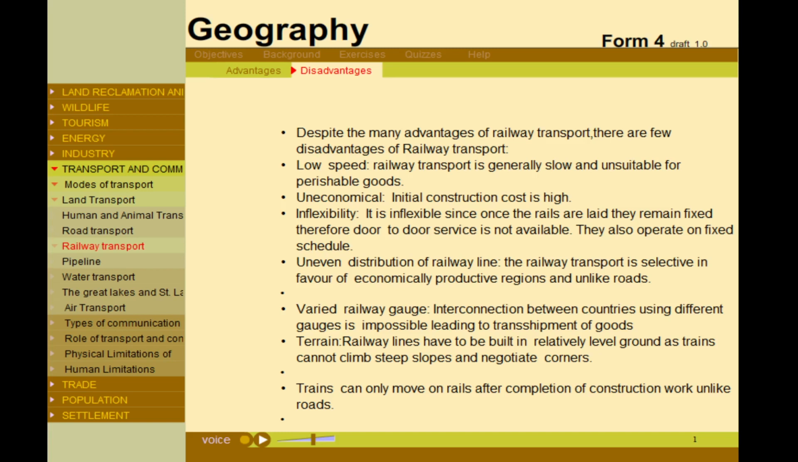Terrain. Railway lines have to be built in relatively level ground as trains cannot climb steep slopes and negotiate corners. Trains can only move on rails after completion of construction work, unlike roads. Dependent on other means of transport, since door-to-door services cannot be provided and the journey is usually completed by road.